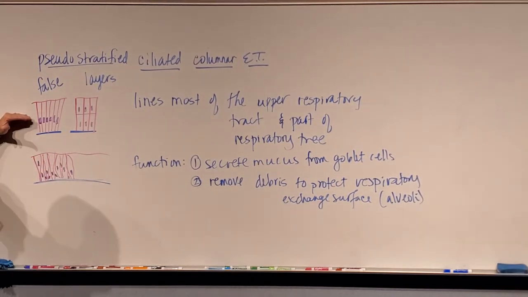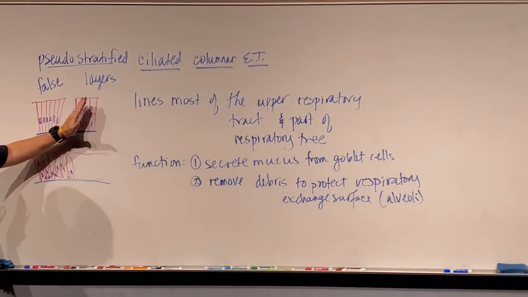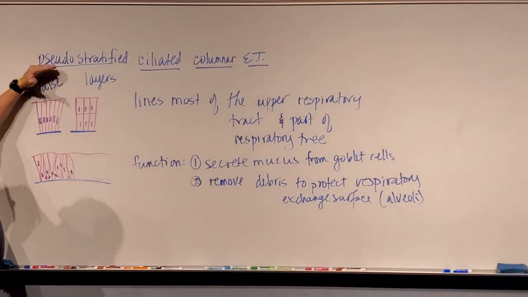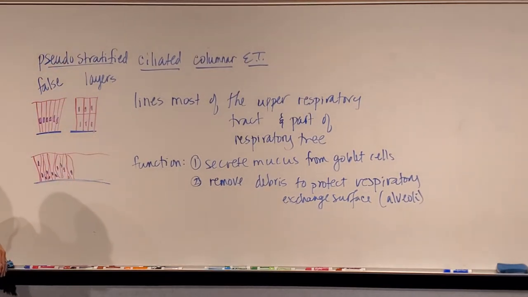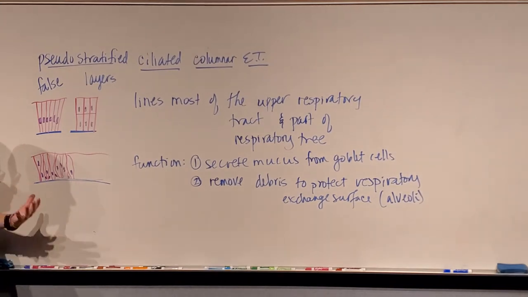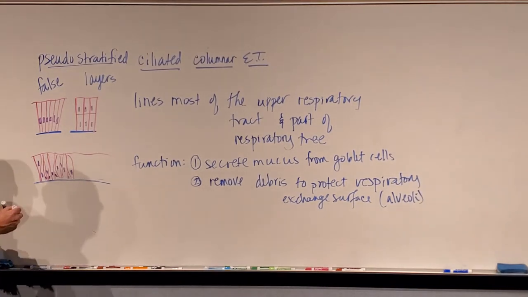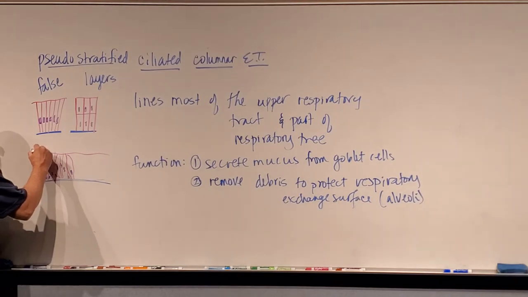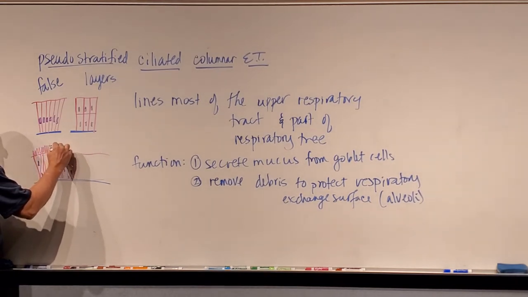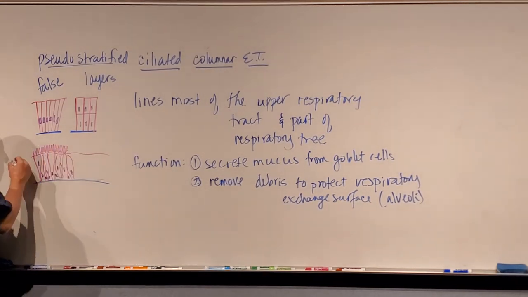So it's not quite simple columnar. It's not quite stratified columnar. So they called it pseudostratified columnar epithelium. It really is a simple epithelial tissue, but they don't call it that. Now, at the ends of these cells are these long membrane extensions called cilia.